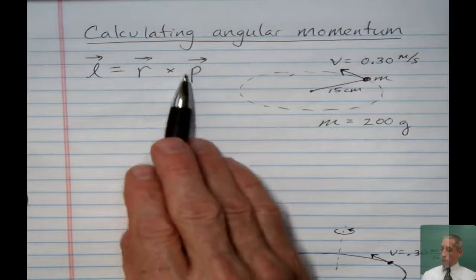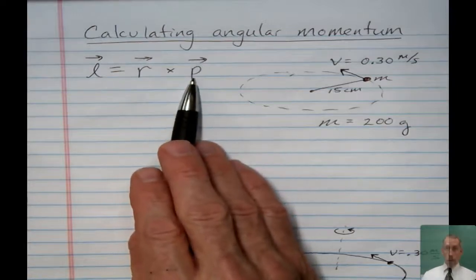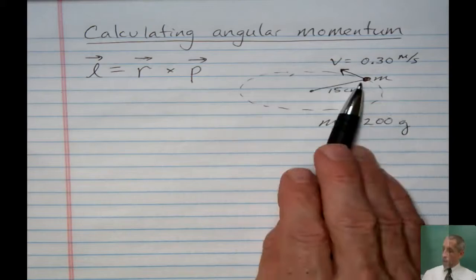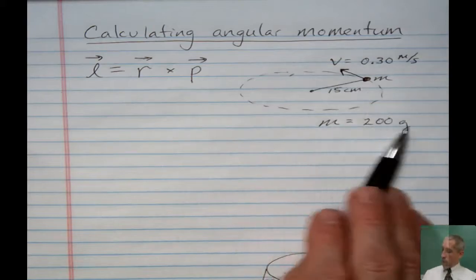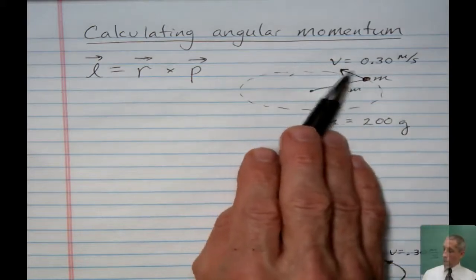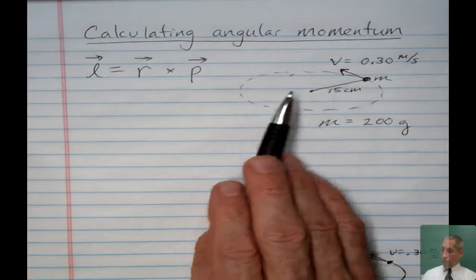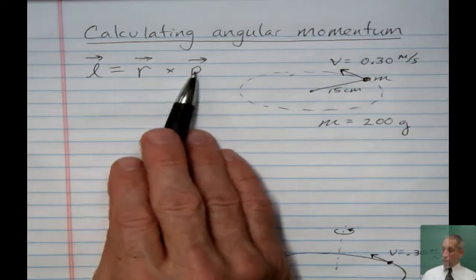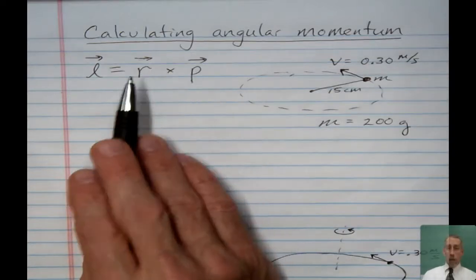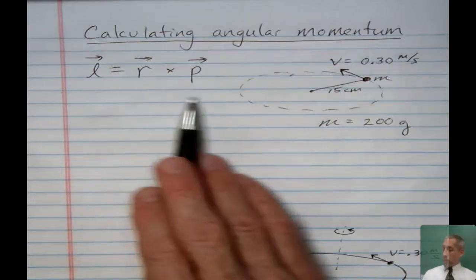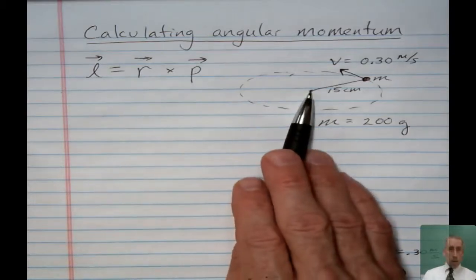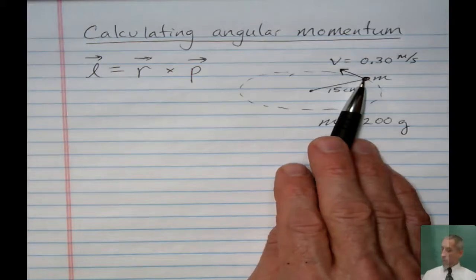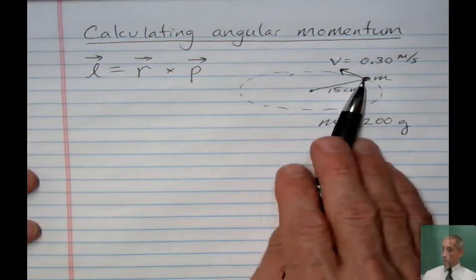If we have an object with some linear momentum, that's mass moving at some velocity. So here I've got an object that's just spinning around and its mass is 200 grams. It has a velocity at this moment of 0.3 meters per second. Then what we do is we cross an r vector with it. The r vector means the vector from some axis of rotation about which it's spinning to the location where the momentum is. In this case, that just happens to be the length of one radius.